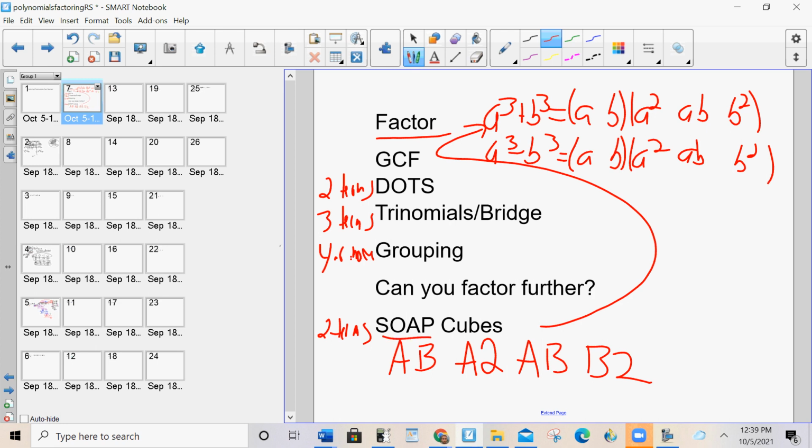The acronym SOAP: same sign as the original, opposite, always positive. Same, opposite, always positive. So those are your little formulas for when you have sum and difference of two cubes. Half the battle is identifying what type of factoring you're doing. The other half is doing it.